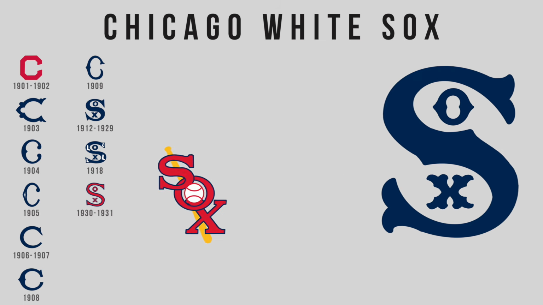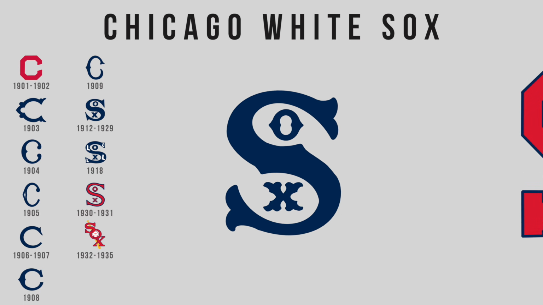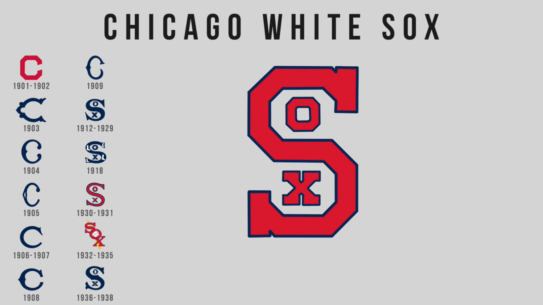In 1936, the team returned to a new version of the previous design. All in dark blue, the ornate font chosen gives fishtail ends to the S, and the O and X are given several flourishes. In 1939, the team returned to the red with navy outline for the logo, this time in a blocky text font with the same SOX design seen previously.